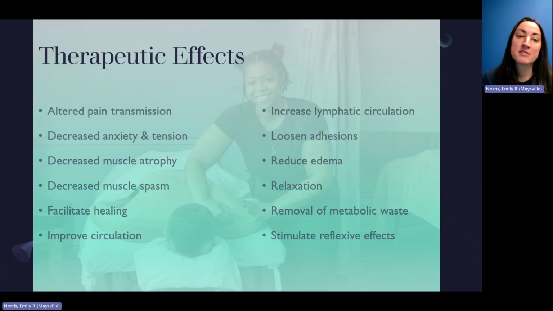The therapeutic effects of massage include altered pain transmission, decreased anxiety and tension, decreased muscle atrophy, decreased muscle spasms, facilitating healing, improving circulation, increasing lymphatic circulation, loosening adhesions, reducing swelling or edema, relaxation, removal of metabolic waste, and to stimulate reflexive effects, primarily relaxation and could include relaxation of the muscles or stimulation of the muscles, depending on the desired effect and the type of technique being used.